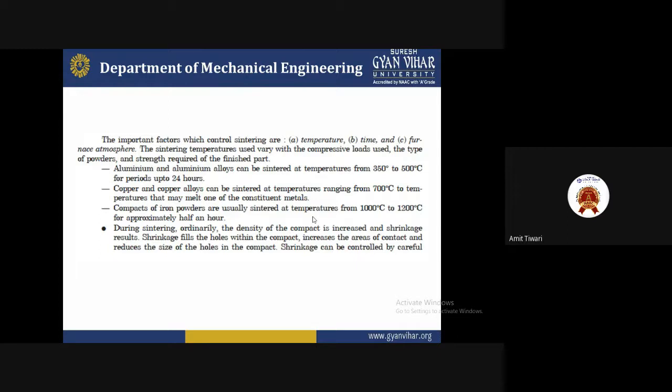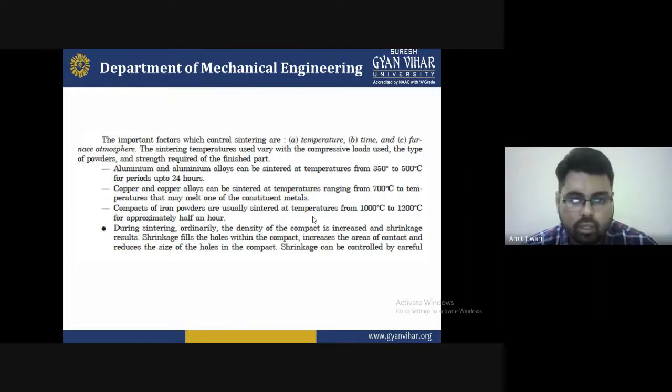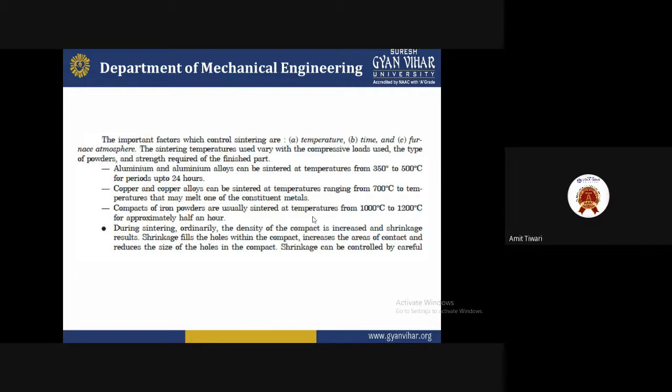And during sintering we have to maintain that. The density of the compact is increased and shrinkage results. The shrinkage fills the holes within the compact, increases the area of contact, and reduces the size of the holes in the compact. Shrinkage can be controlled by all these other factors. For copper and copper alloys the sintering temperature starts from 700 degrees, and you have to maintain this by maintaining the furnace atmosphere.